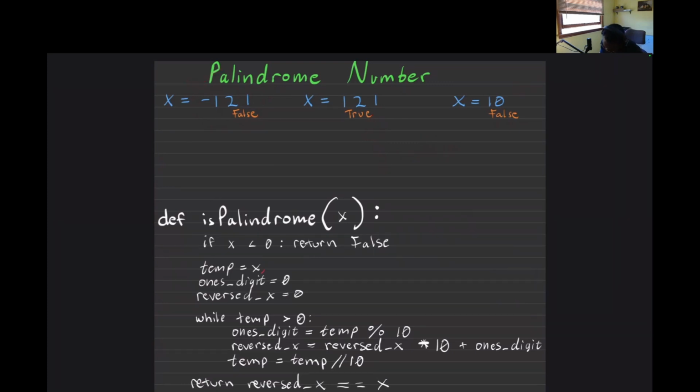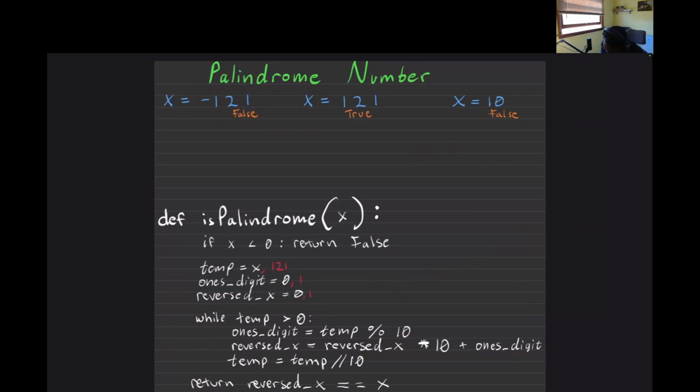So in the very first iteration, temp is equal to 121, right? So this holds, temp is greater than 0. So the ones digit is equal to temp mod 10, right? So ones digit is equal to temp, which is 121, mod 10, which equals 1. That's going to point there, okay? So this ones digit becomes a 1, and then we update reversed to be equal to reversed times 10 plus the ones digit. Okay, well 0 times 10 is 0 plus 1 gives us 1.